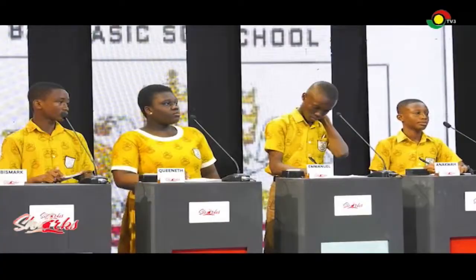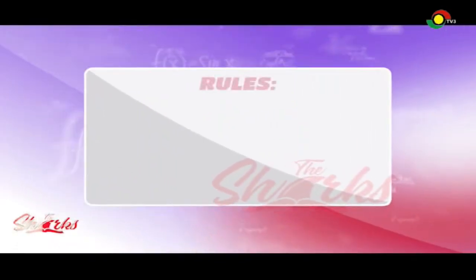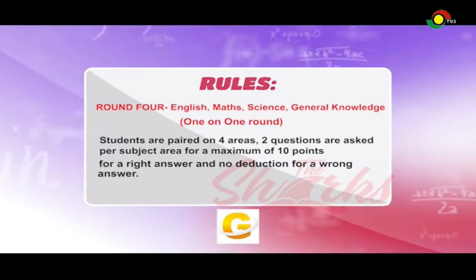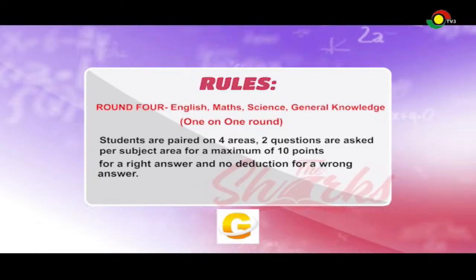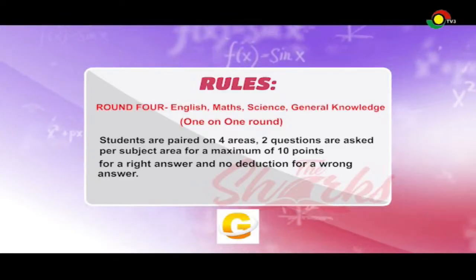Right, all too soon, we are at the final round of this contest, the one-on-one round, also dubbed the G-Money round. You get 100 Ghana cedi for every correct answer. We are pitting our specialists against our specialists in the subject areas of English, maths, science, and general knowledge. You get 10 points for a correct answer and no points deducted for an incorrect answer. So it's worth being brave.